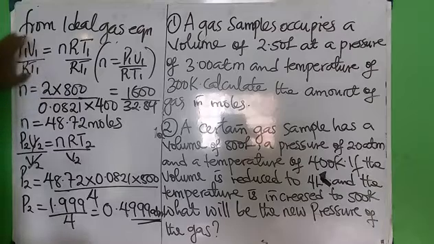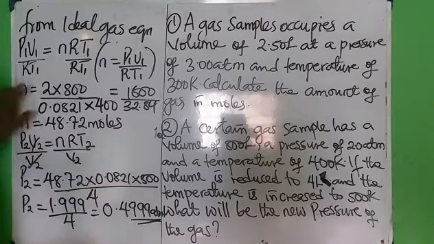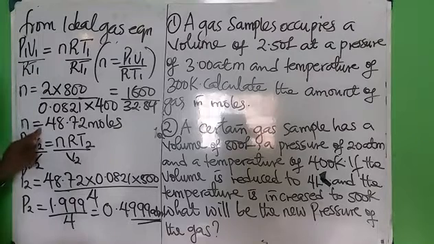So use this first one; you call them initials. These ones you call them finals. So after looking for the number of moles in these initials, you slot in the value of n into the finals. You have the value.